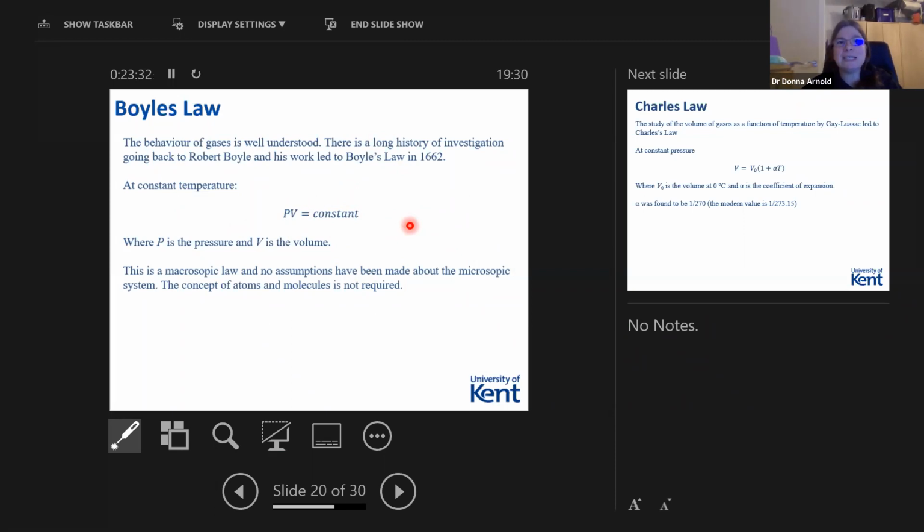And this is a macroscopic law. So we've made no assumptions about the microscopic system, so what the system is, and we've not considered the concept of atoms or molecules at all. Okay, we're just literally taking an arbitrary gas and we're saying that the pressure times the volume is equal to a constant.